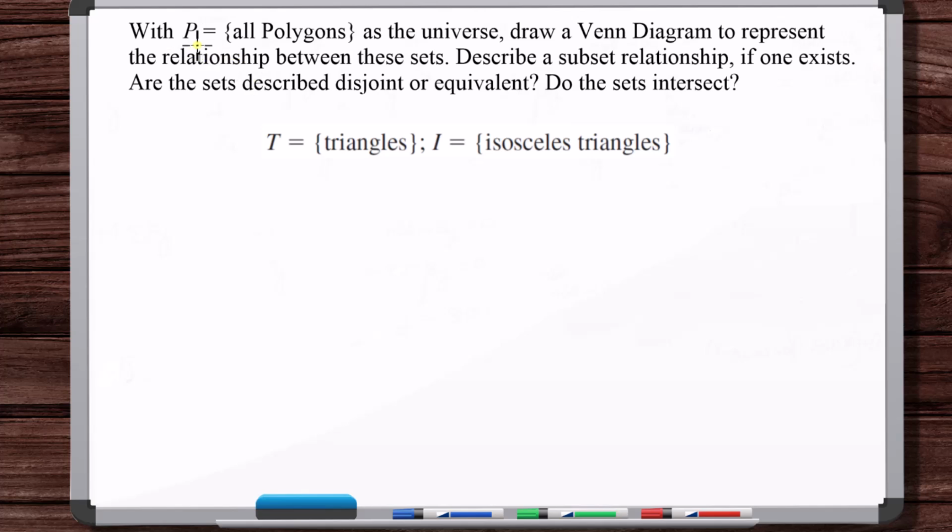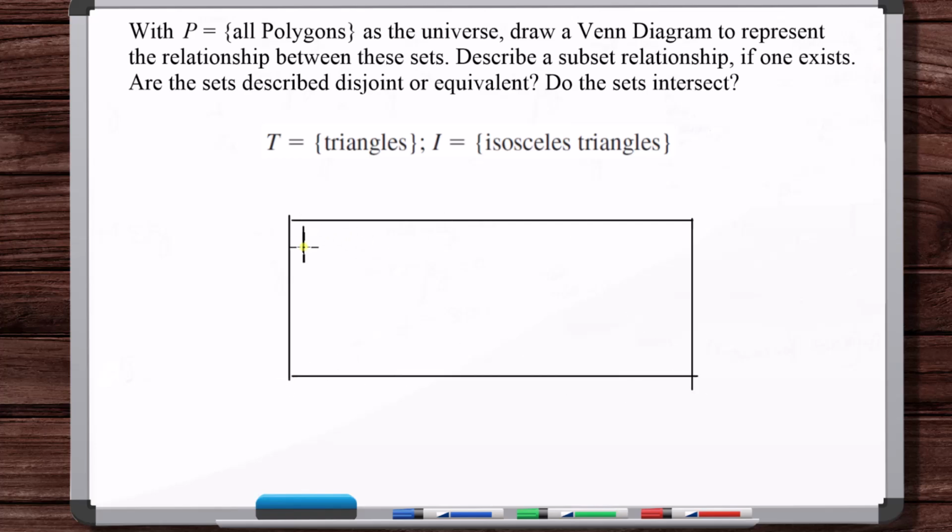Okay, with P being equal to the set of all polygons as the universe, draw a Venn diagram to represent the relationship between the given sets. So here we're given the set of all triangles and then the set of all isosceles triangles. Describe a subset relationship if one exists. Are the sets described disjoint or equivalent? Do the sets intersect? Okay, so we're going to have this universe here of the set of all polygons, P.